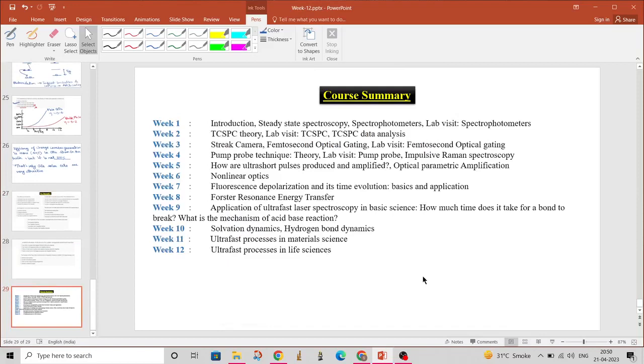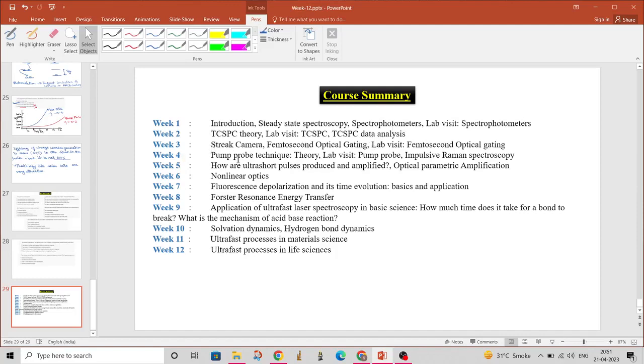So like this we come to the end of the course. Here's a course summary. In the first week we saw the introduction of ultrafast dynamics. We saw the absorption and fluorescence spectrophotometer. We had a lab visit in which sir showed you how to record an absorption, emission and excitation spectrum. In the second week, we looked at how we calculate the lifetime using the TCSPC instrument, and we learned how to do the data analysis and data fitting of the TCSPC. There was again a lab visit video.